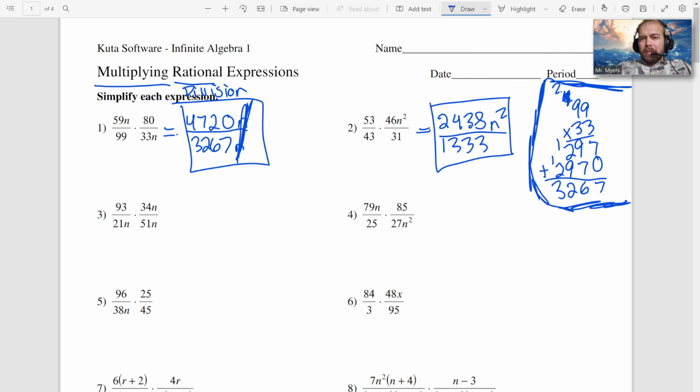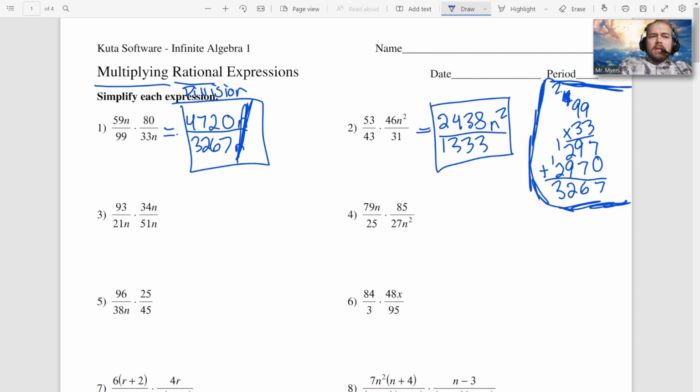46 is not prime, but it's 2 times a big prime number, 23. So a lot of big prime numbers, and none of them are the same one, right? And prime means that it doesn't divide by anything except for itself and 1. So there are no smaller numbers that it divides by.